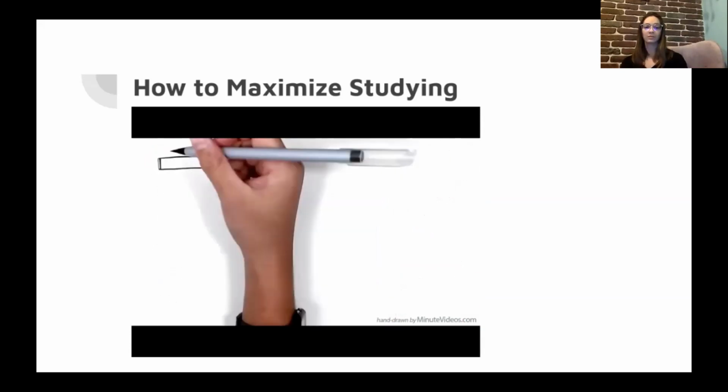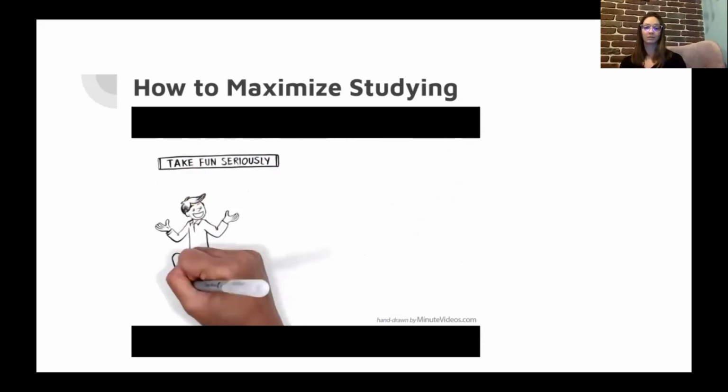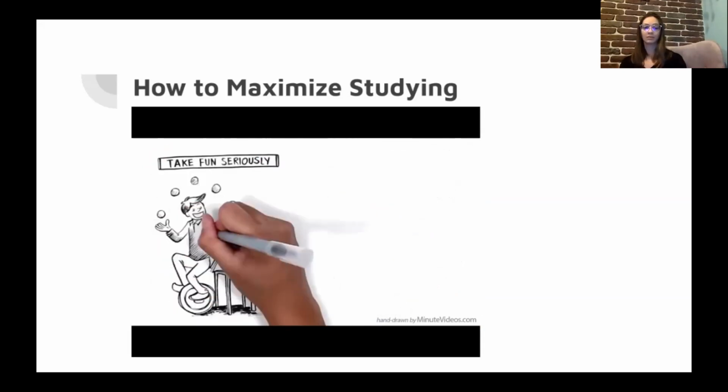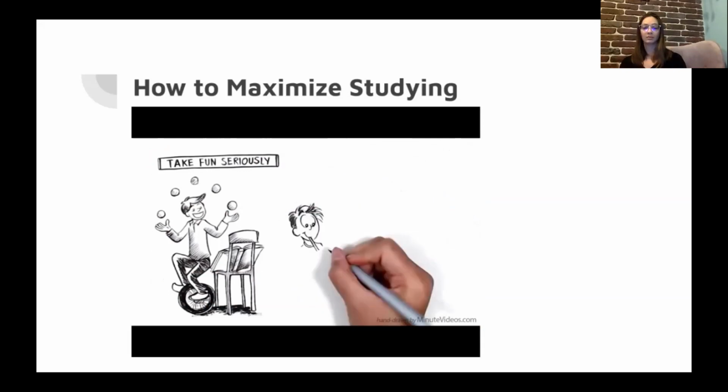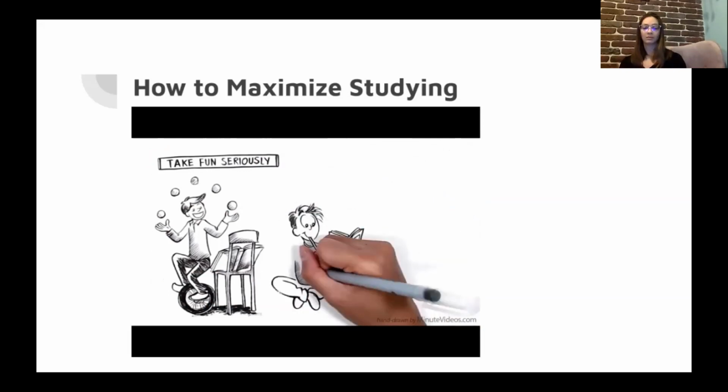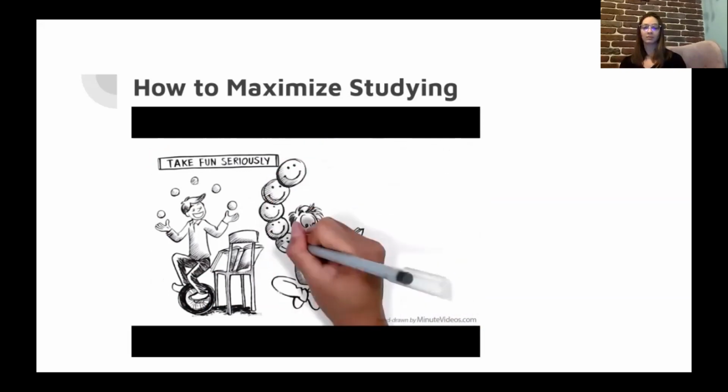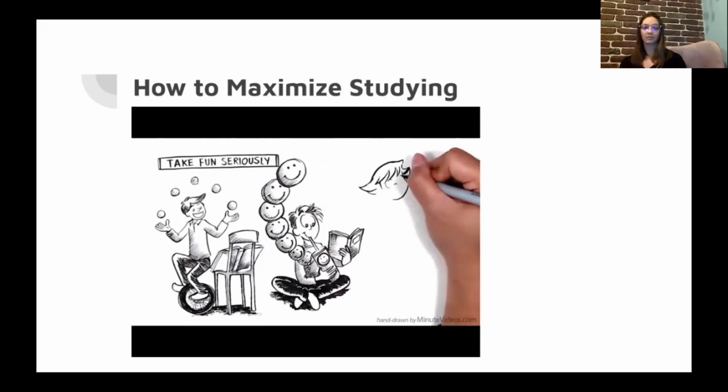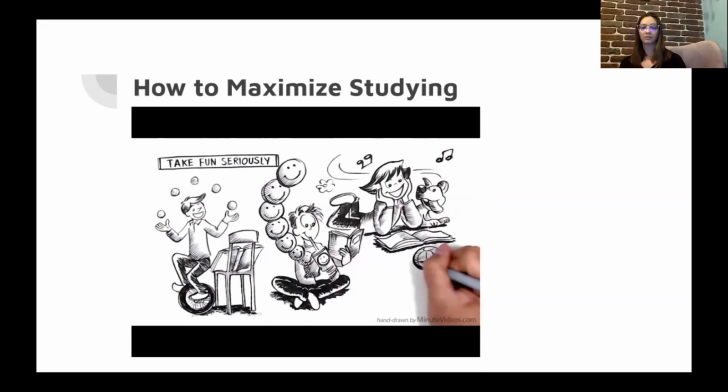Take fun seriously. Whatever it is, find a fun way to practice. Modern learning science believes that positive emotions are very important for increasing your learning potential. So do yourself a favor and have a good time.